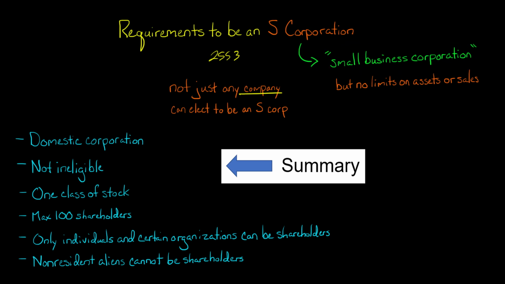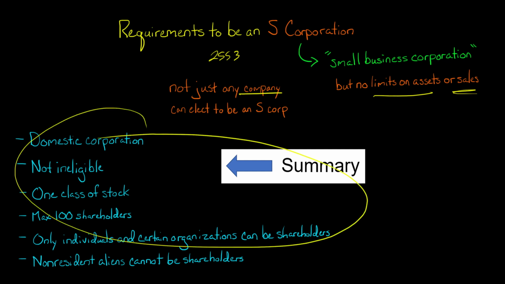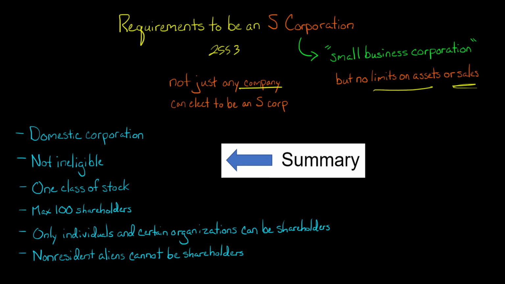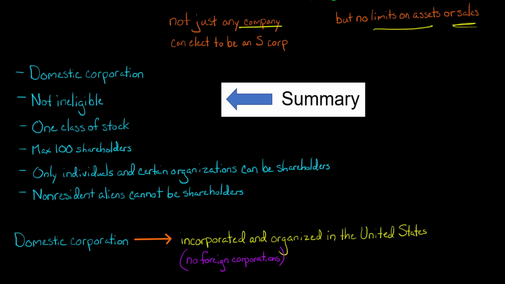Now, when people hear the words small business corporation, they think that there might be some limits on the amount of assets a corporation can have, or that they can't be an S corp if they exceed some certain sales threshold, but that's not the case. Okay, the requirements to be an S corp are right here, and I'm going to go through each of them in detail, starting with the need to be a domestic corporation.